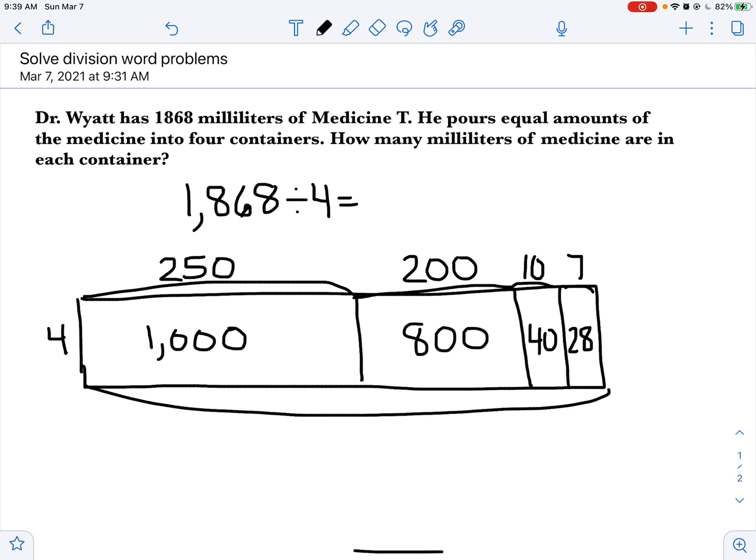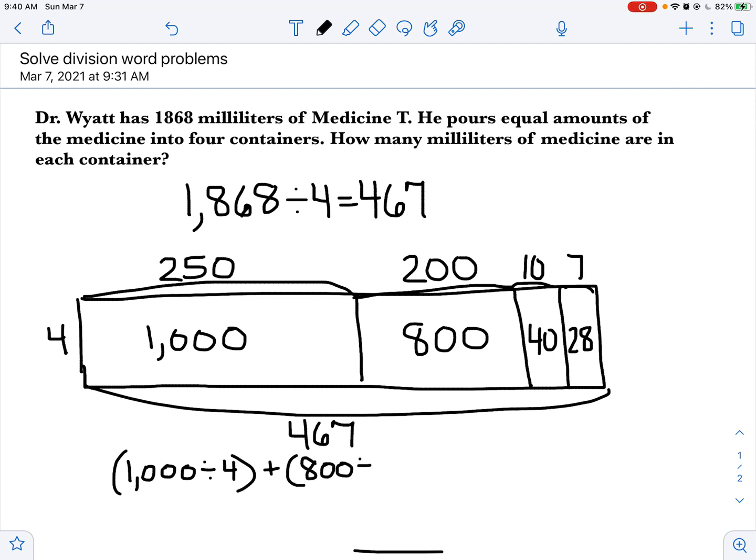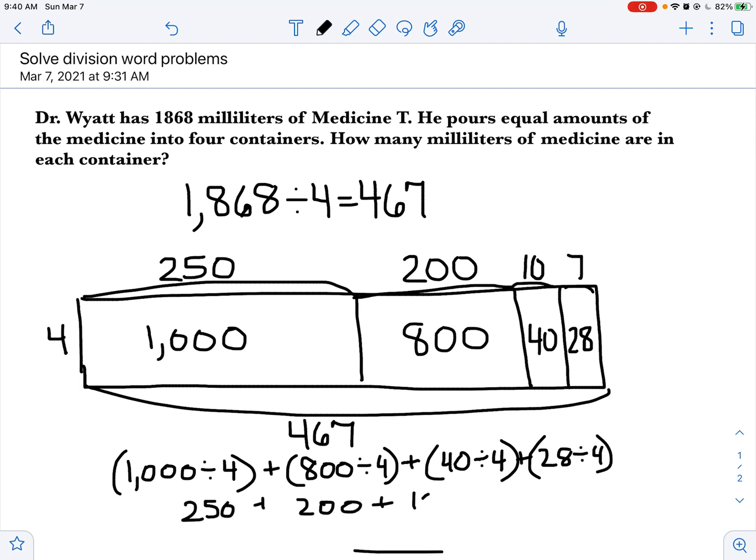I'm going to have 250 plus 200, that's going to be 450, plus the 10, plus 7, 467 as my quotient. And I'm going to write out my partial quotients. It's a good habit to get into. Plus 800 divided by 4, plus 40 divided by 4. My division signs and addition signs tend to get rushed a little bit. And then 28, whoops, divided by 4. So I end up with 250 plus 200 plus 10 plus 7 to give me 467. So that one was just a straightforward division problem.